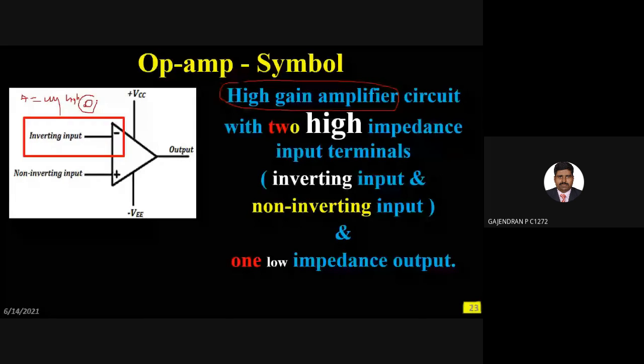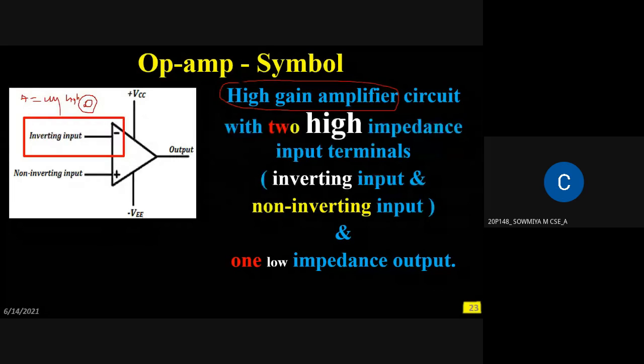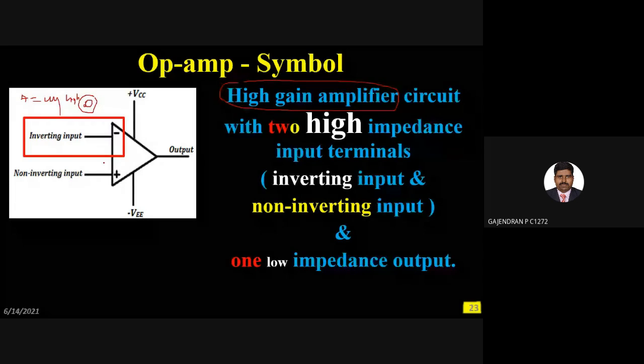We have different kinds of gain, and there are some other points to be discussed, but so far you should know that gain is very high, ideally infinity. Then how many input terminals are we having? Two input terminals. So here it is mentioned: two high impedance input terminals.